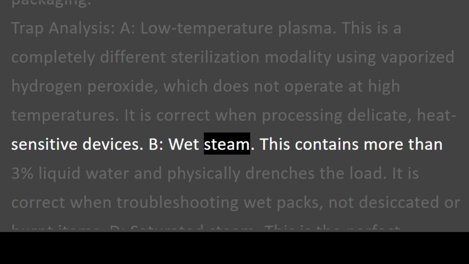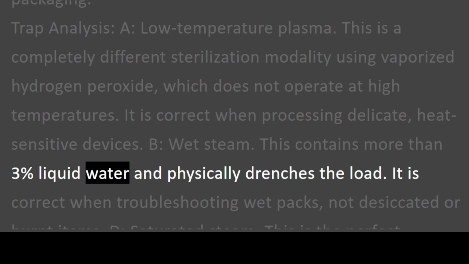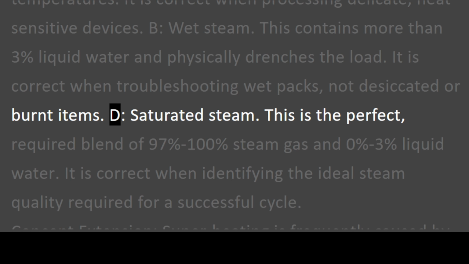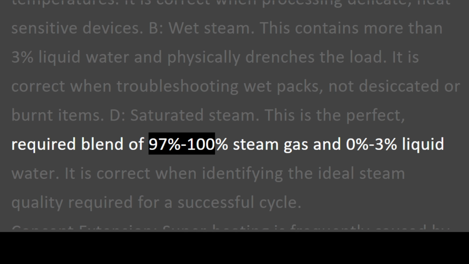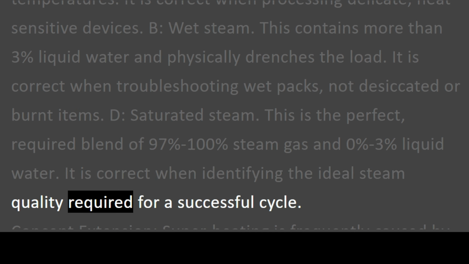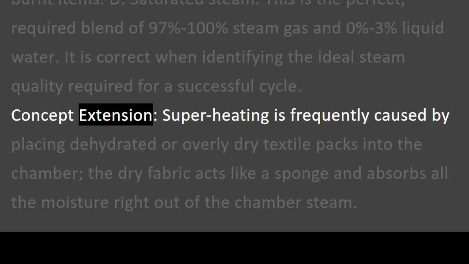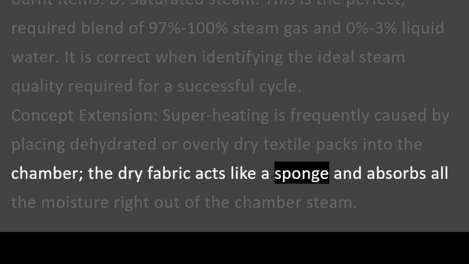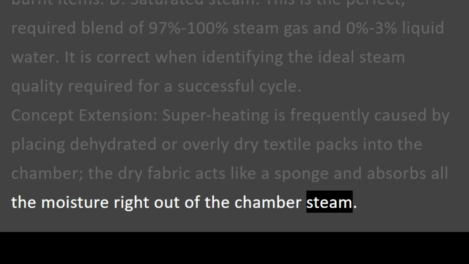B. Wet steam. This contains more than 3% liquid water and physically drenches the load. It is correct when troubleshooting wet packs, not desiccated or burnt items. D. Saturated steam. This is the perfect, required blend of 97% to 100% steam gas and 0% to 3% liquid water. It is correct when identifying the ideal steam quality required for a successful cycle. Concept extension. Superheating is frequently caused by placing dehydrated or overly dry textile packs into the chamber. The dry fabric acts like a sponge and absorbs all the moisture right out of the chamber steam.